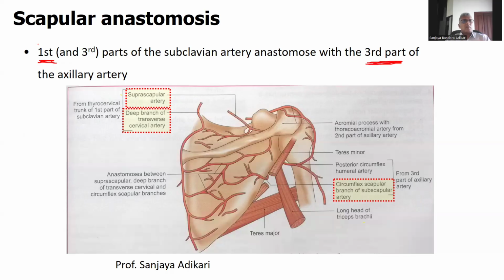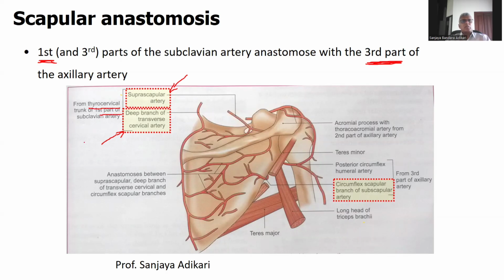So from the first part of the subclavian, you get two arteries coming. From the first part, you have the suprascapular artery. And you have the transverse cervical artery that has a superficial branch and a deep branch. So the deep branch of the transverse cervical artery. Now this transverse cervical artery and suprascapular artery are branches of the thyrocervical trunk from the first part of the subclavian artery. You can see it there.